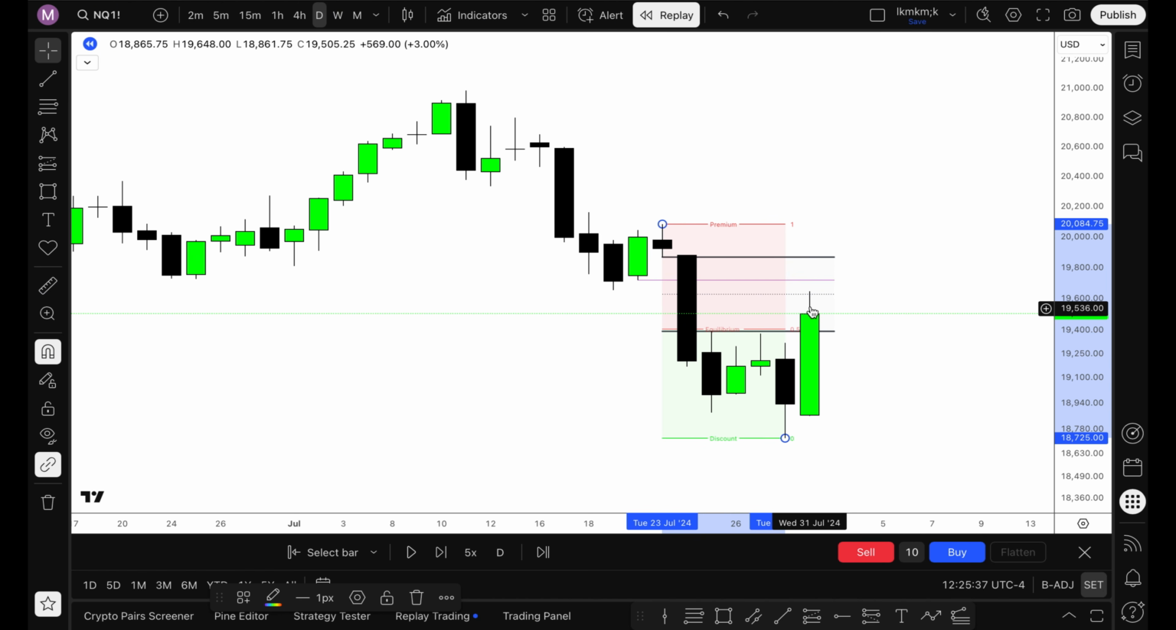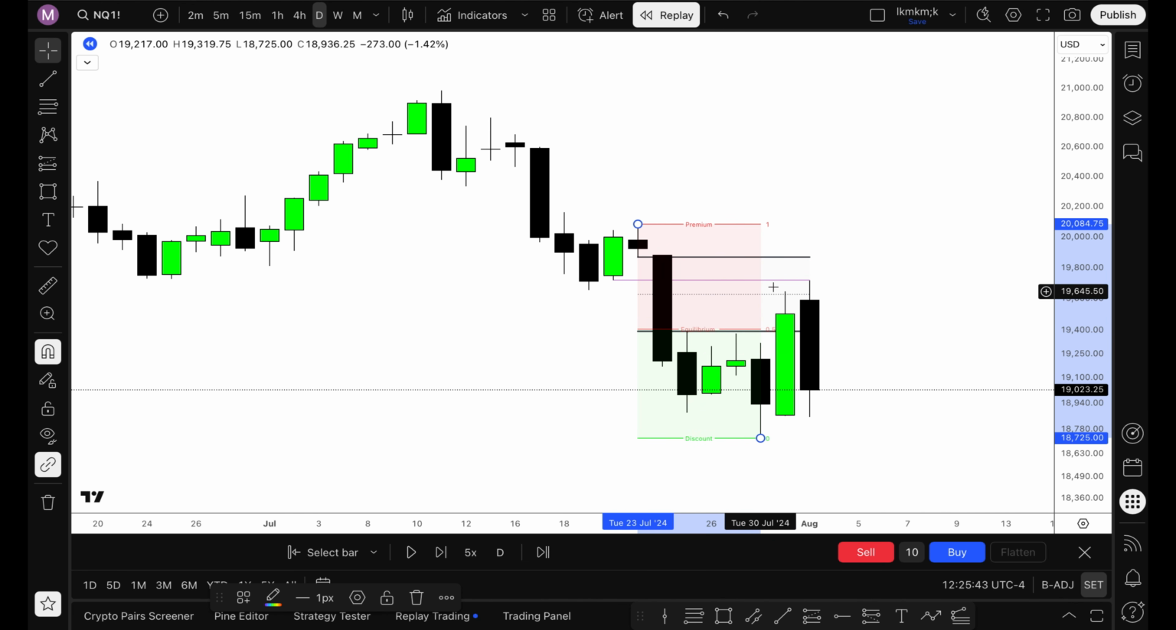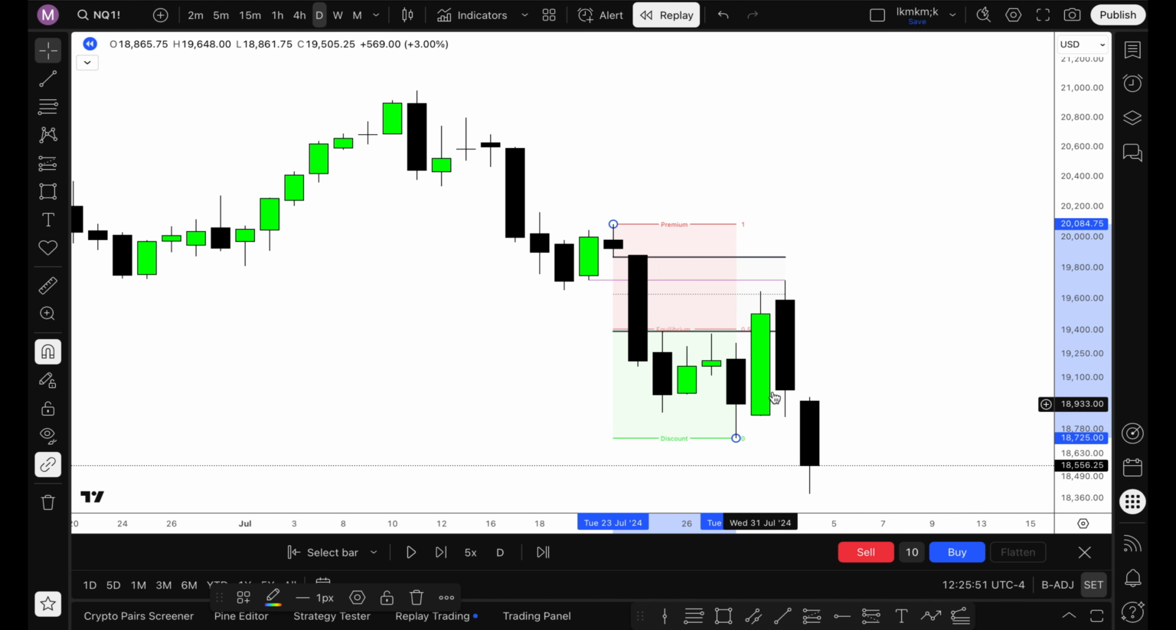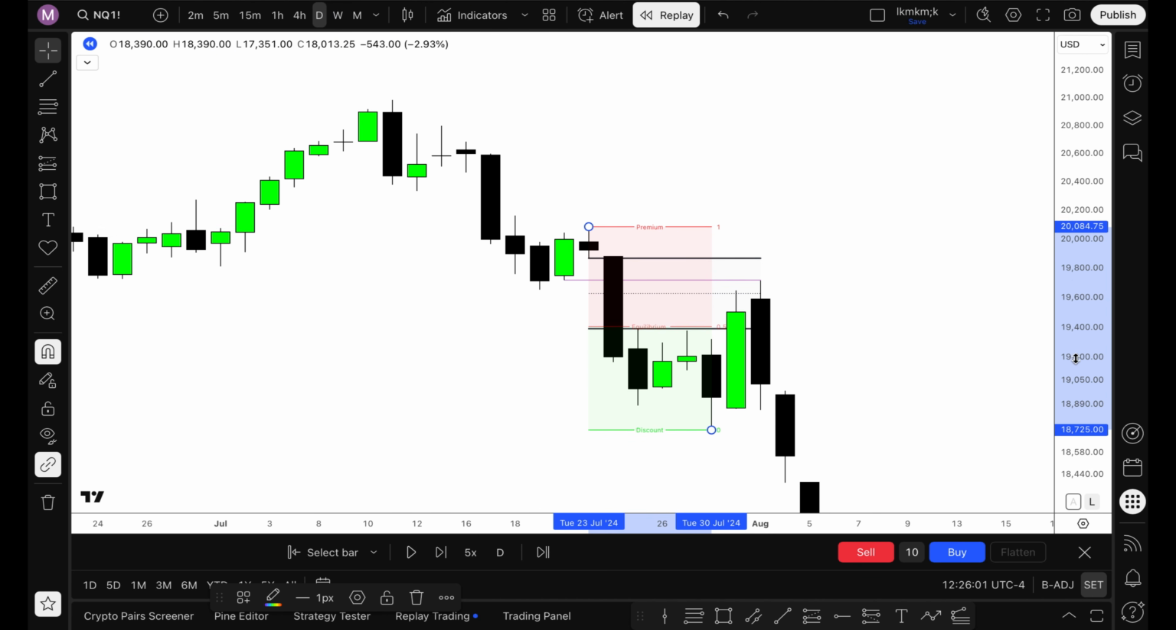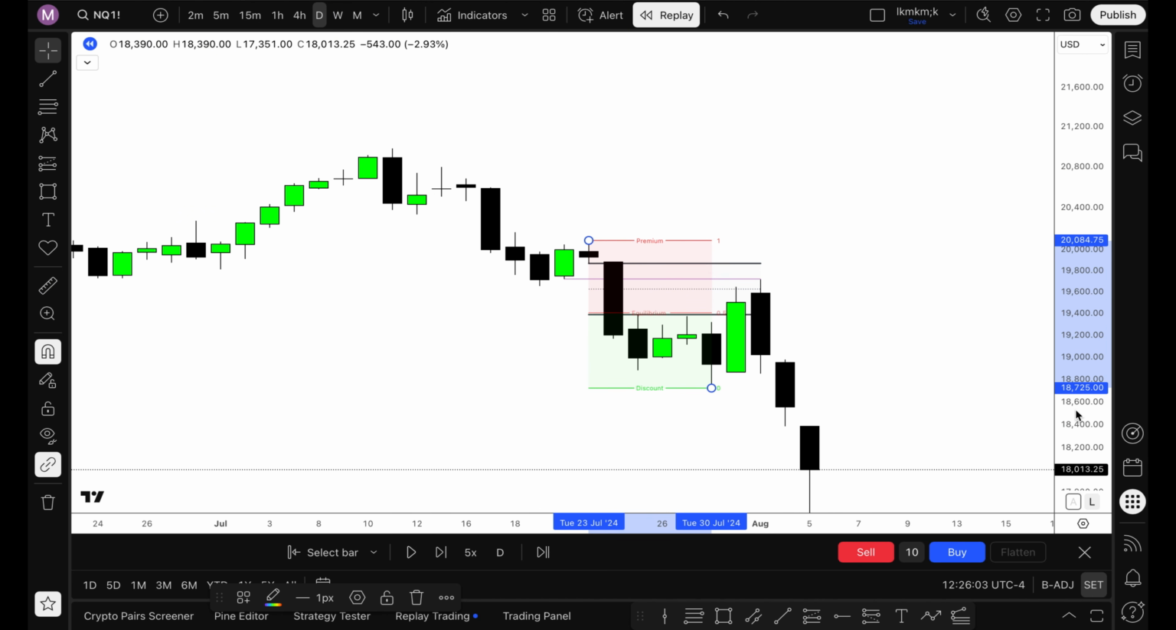Price has now reached into that fair value gap, but it's just missed the order block. And then it taps into the order block, literally to the T. And then we move off to the downside and take out the low where the discount was drawn from. Let's print one more. And then yeah, it just continues to move over to the downside.